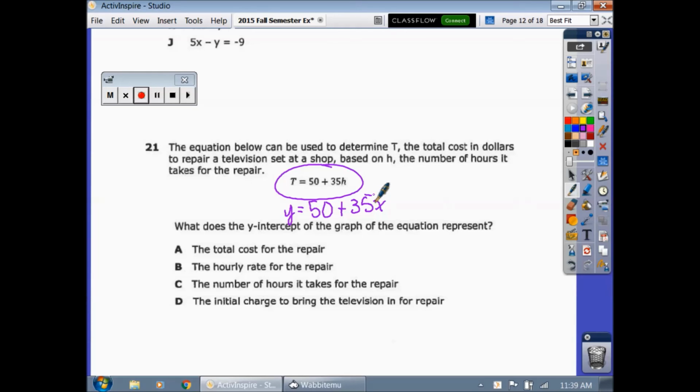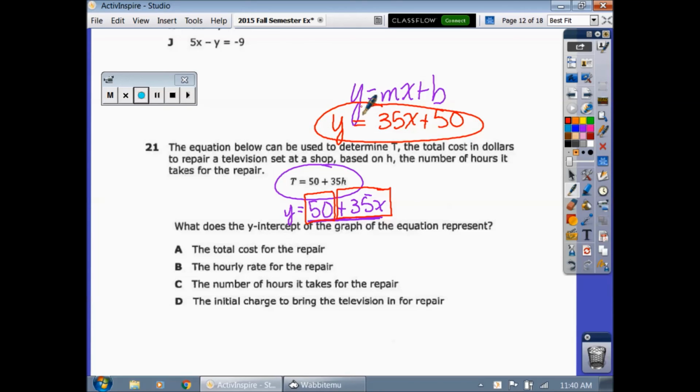But before I go any further, this is not in the y equals mx plus b form that I'm used to seeing, because you can see right here that what they did is they swapped those two. So we're going to swap them. We're going to take this term here and write it as 35x and 50 as positive plus 50. They're doing that because they're trying to trick you. Remember, STAAR hates kids.